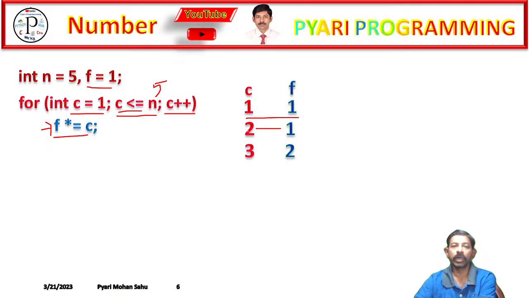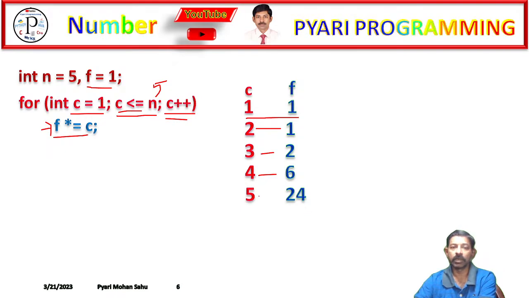C++, 3. Now 3 is less than 5, true. Now 3 into 2 is your 6. After that, C++, 4. Now 4 less than 5, true. 4 into 6, 24. Now next time C++, C is your 5. Now 5 is less than equals to 5, true.